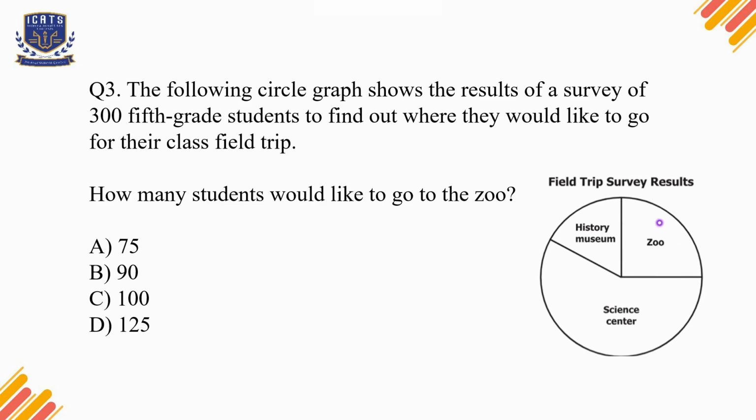So, as we have discussed earlier, one circle has 360 degrees, half of the circle is 180 degrees, and a quarter of the circle is 90 degrees. So, according to the pie chart, 90 students wanted to go to the zoo, which is our option B.